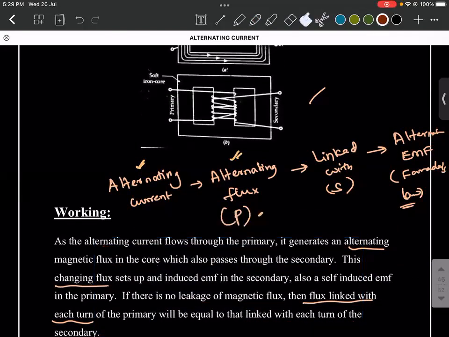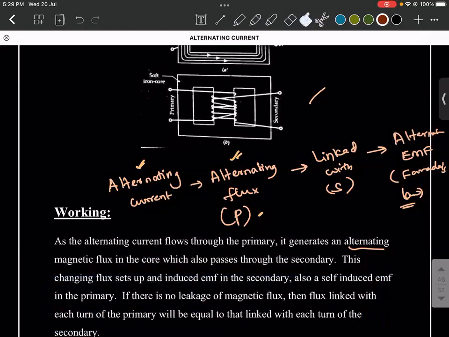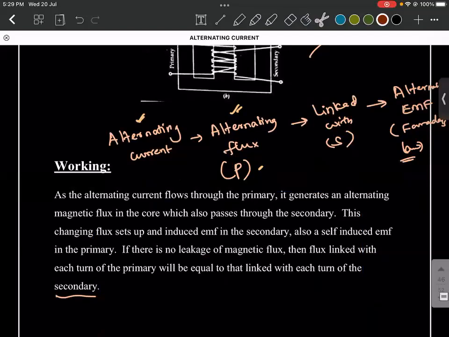So what is S linked with this? S is secondary. Okay, that's what is given in the working. I've just given it in one step. I hope you understood. This is the whole working process that is explained.